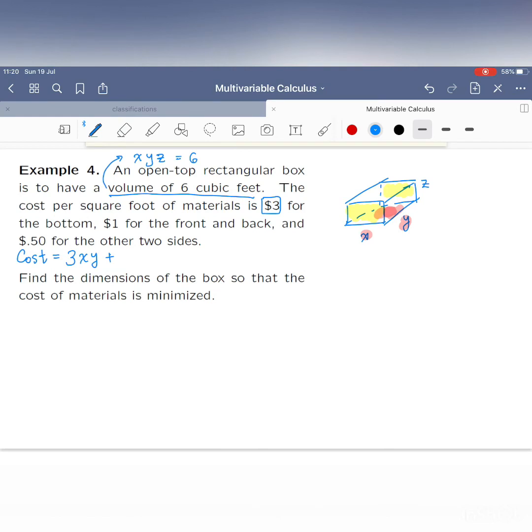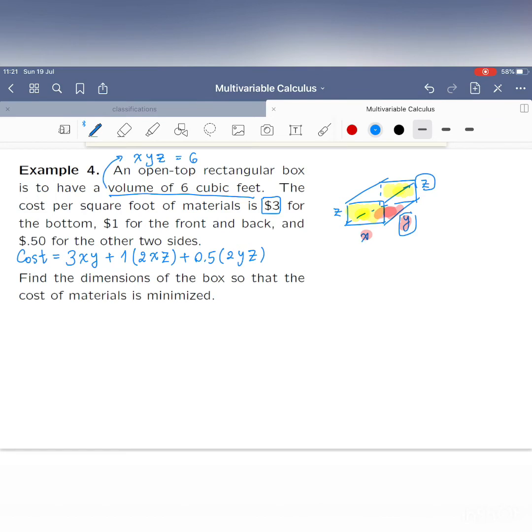The area of the front and the back costs $1, and it is the yellow here. The front depends on your x and your z, and your back will be the same area, so it is twice xz. Then the two other sides are 50 cents, so it's 0.5 times, and the two other sides, the ones without the highlight, depend on the y and the z, so it is 2yz.